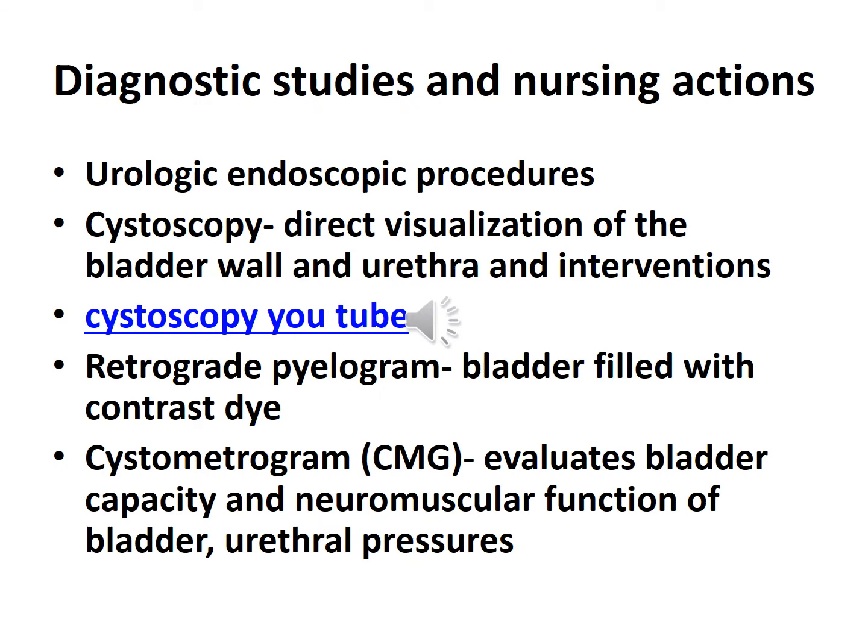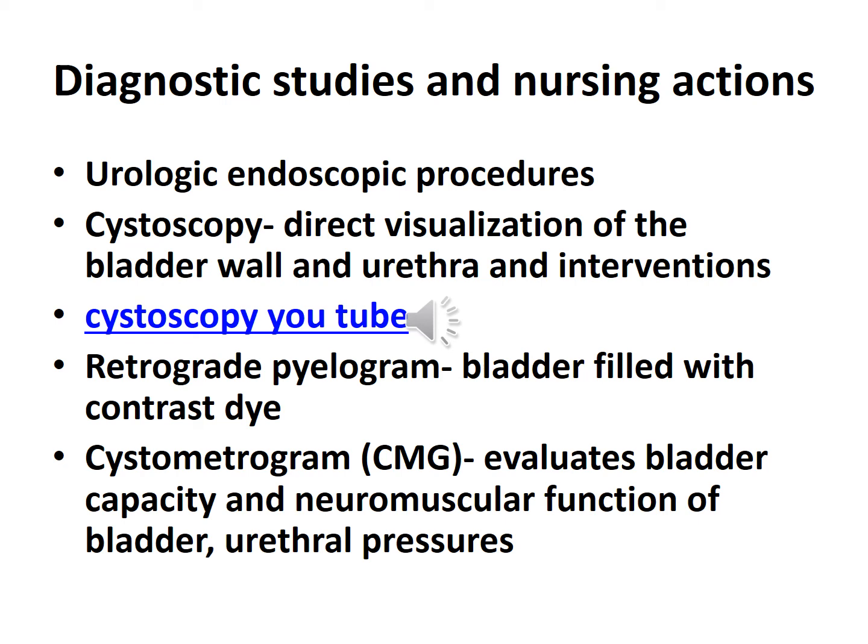Cystoscopy, so these are going to be urologic endoscopic procedures. With cystoscopy, renal tumors can be removed, tissue biopsies may be obtained, ulcers or bleeding sites within the bladder can be cauterized, a stent may be inserted to facilitate urinary drainage past an obstruction, and ureteral or urethral strictures can be dilated. Also, a retrograde pyelogram may be done by instilling contrast dye into the bladder.